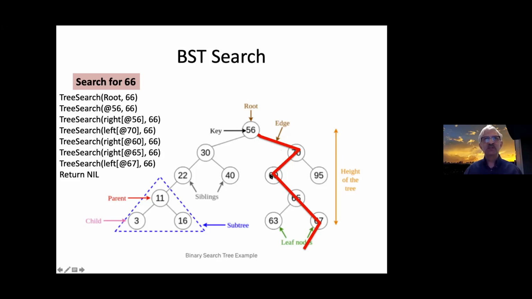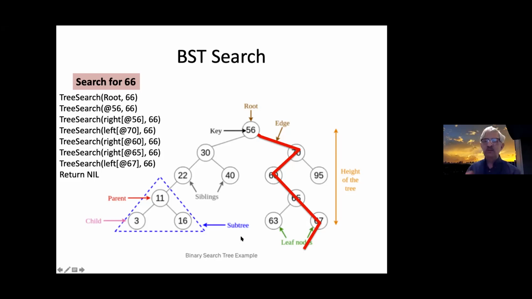So that would be 60. We compare 60 with 66, then it says go right. Then that brings us to 65. And then we go right. And this time we go left. And when we go left, what we see is that the left child of 67 is a nil pointer because there is no left child there.